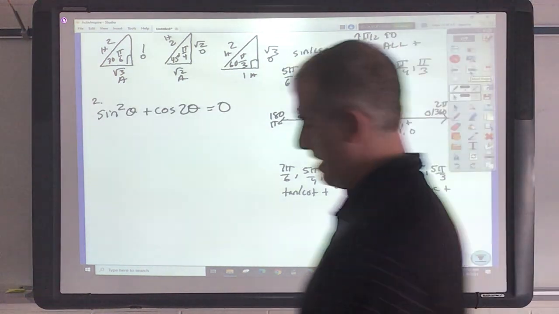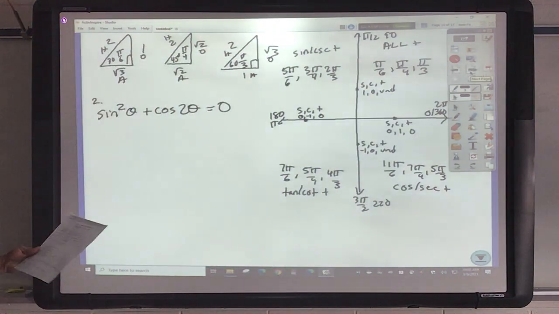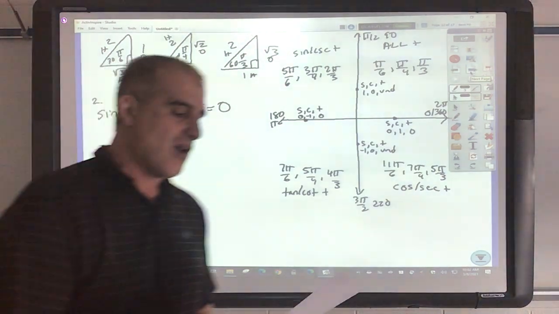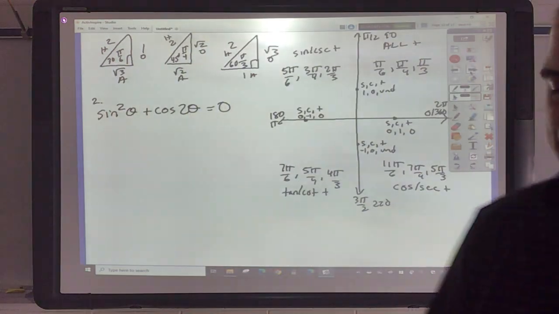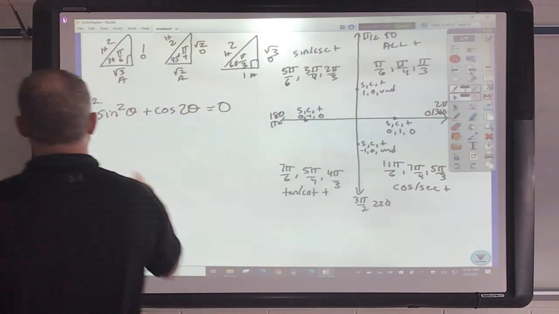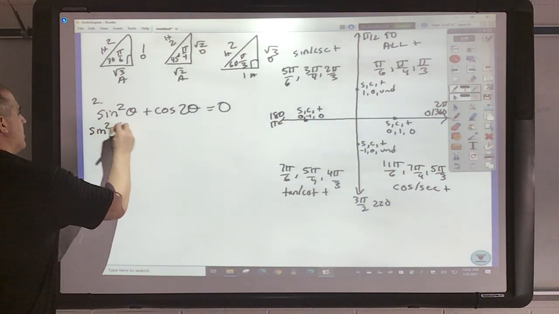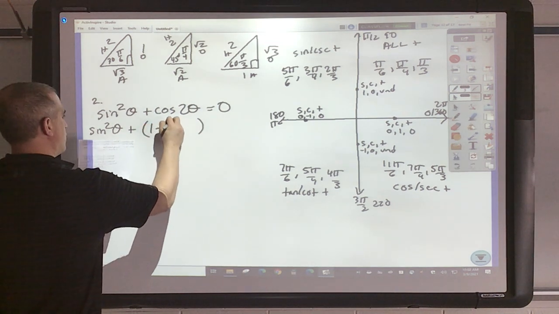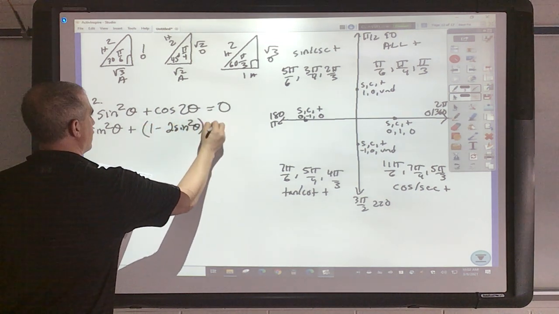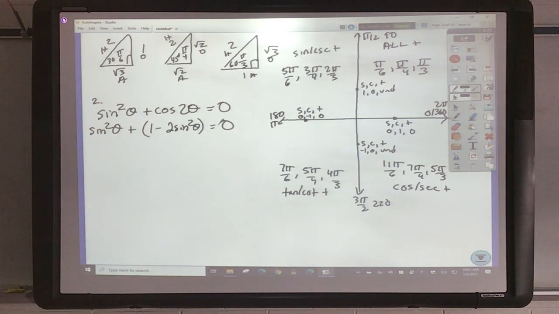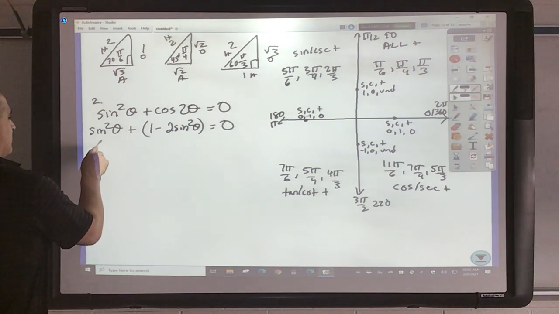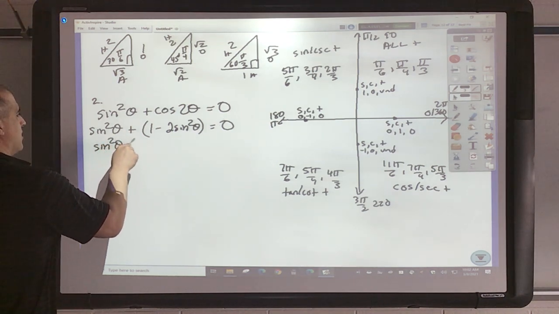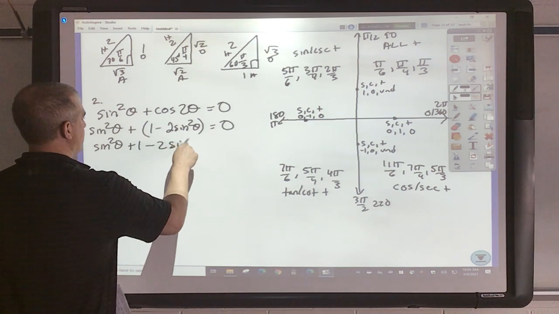Now, as you can see here, I got cosine of 2 theta. If you look down at your identity sheet, you got a bunch of choices. Now, what I would pick is the one that matches with this other trig function. So I got sine squared. So what I would do is substitute 1 minus 2 sine squared of theta. Reason why I'm going to do that is I want to get down to one trig function. So this is going to be sine squared plus 1 minus 2 sine squared.